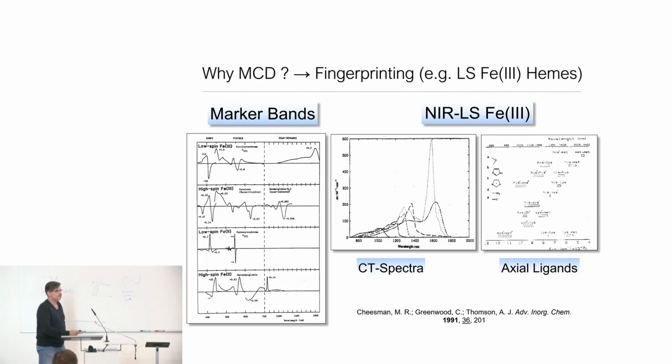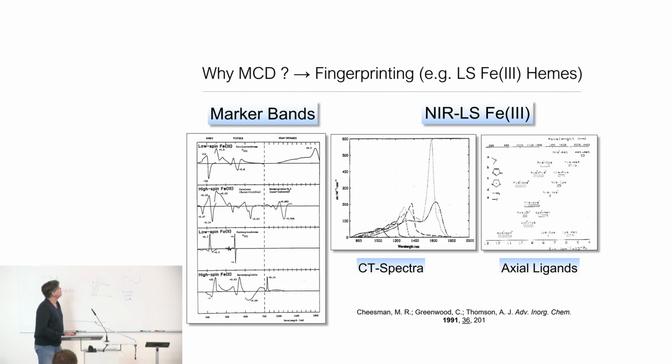And just imagine you're a biochemist and you isolate a new enzyme and you know there's porphyrin in it and you want to know what's the oxidation state of the metal. You measure an MCD spectrum and you can find it out.